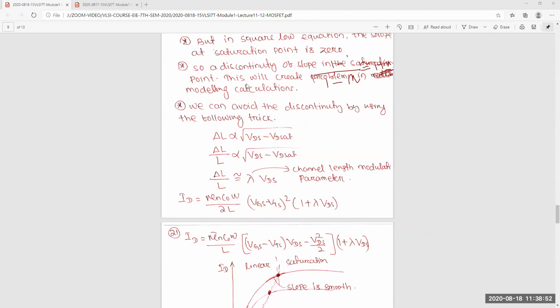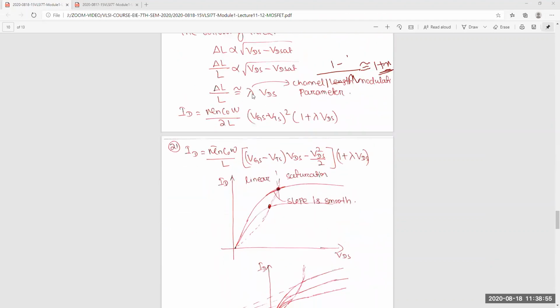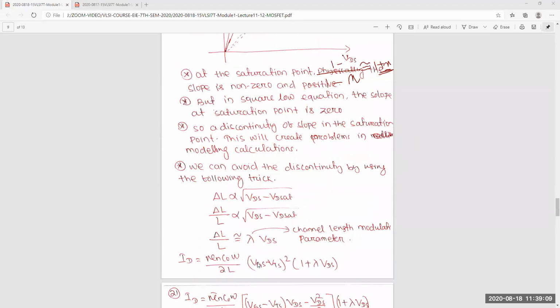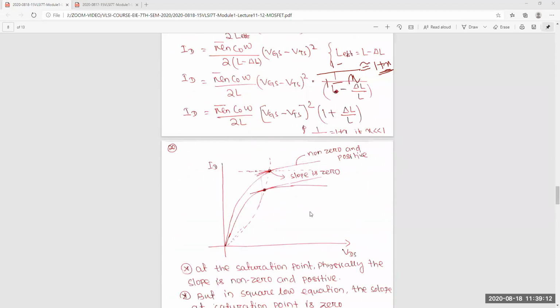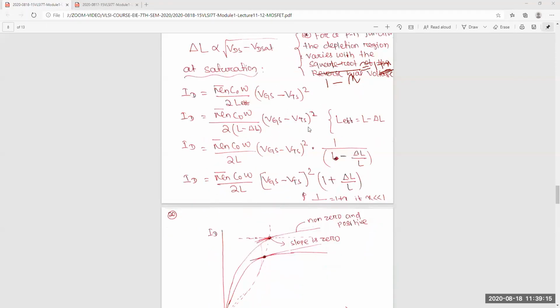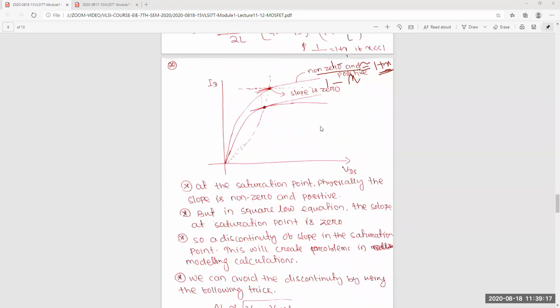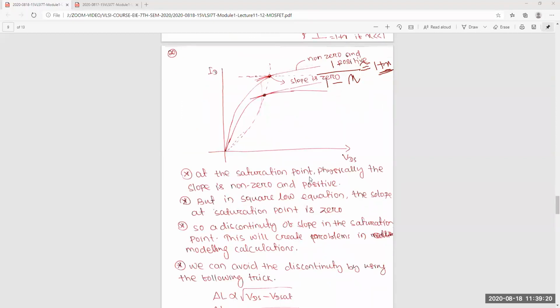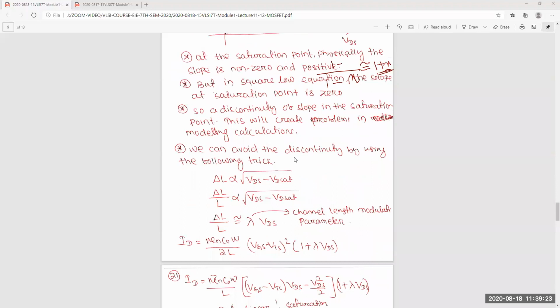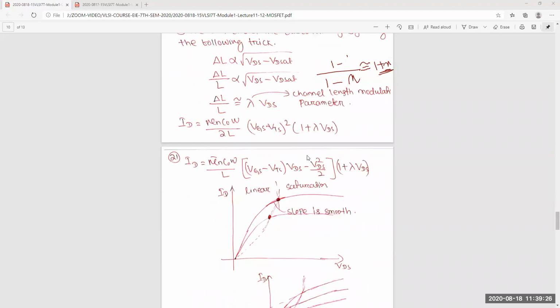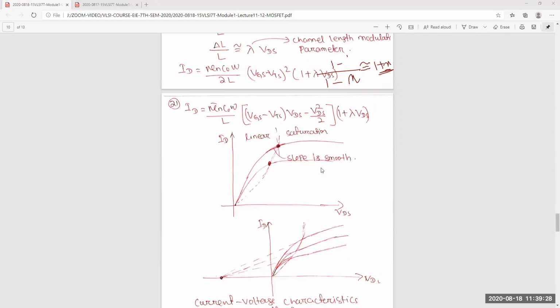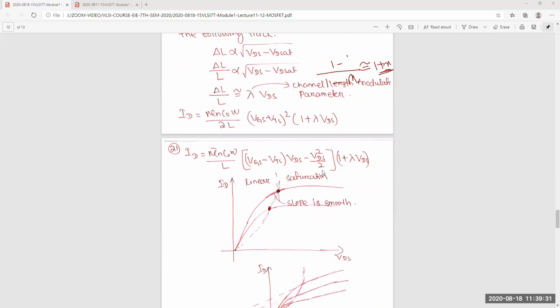Lambda is a finite positive parameter. It depends upon the technology. In higher technology, lambda is very, very less. But in lower technology, lambda will be very, very high. So depending on the technology, the shape of the curve in the saturation region will be different. If it's a higher technology, the shape is almost constant; in lower technology it changes. It depends upon the technology, the value of lambda.